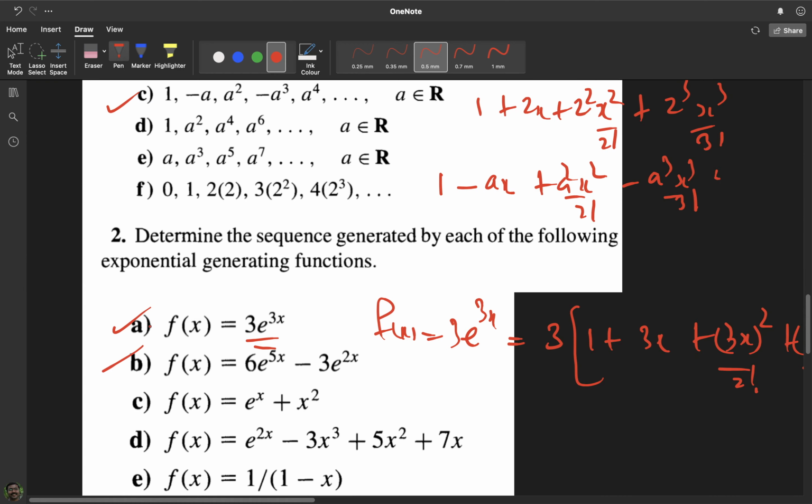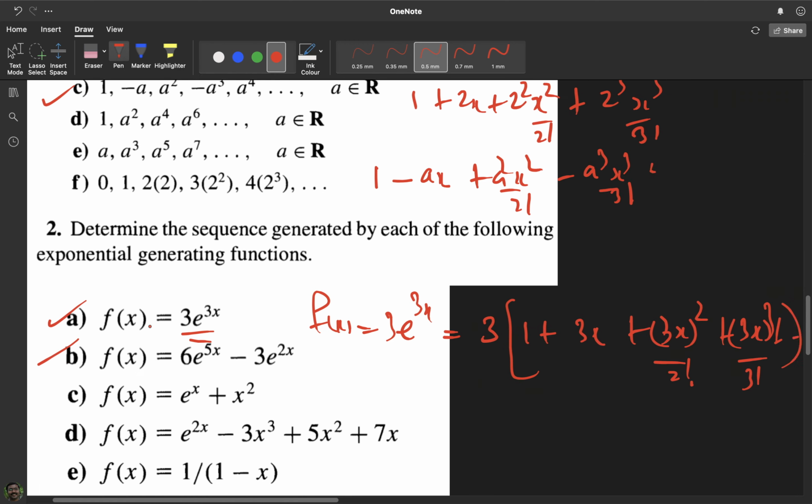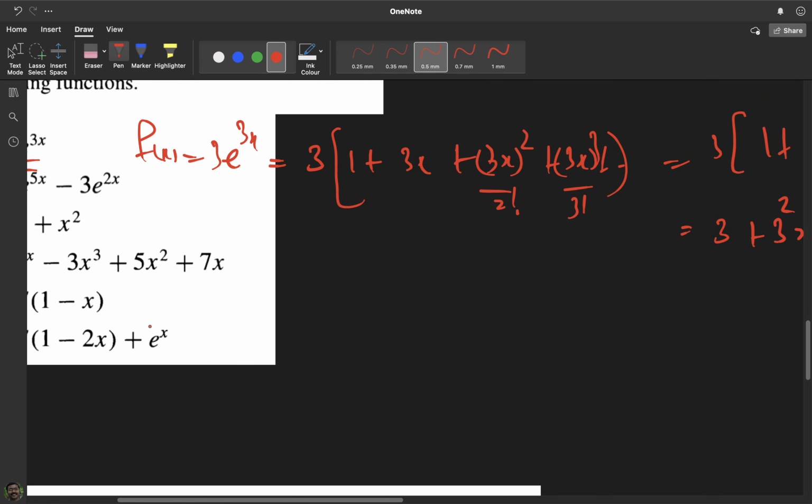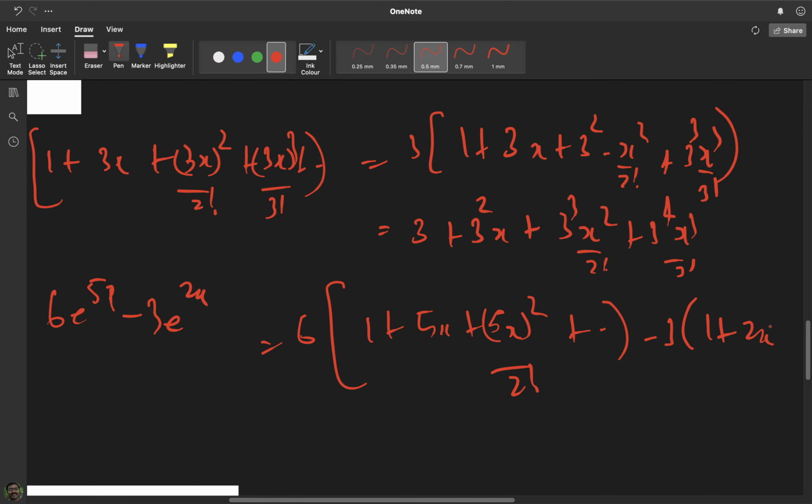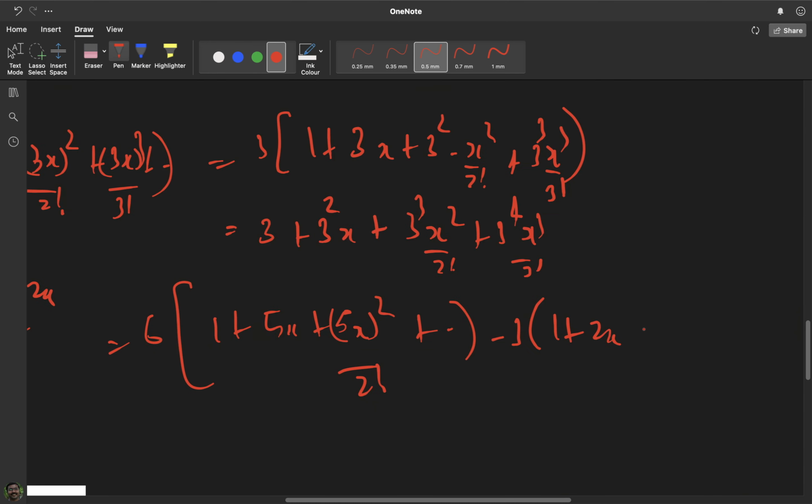Okay, now let us look at this one also. 6 e raised to 5x minus 3 e raised to 2x. Let us look at the sequence. So what is it? It will be 6 into the expansion of e raised to 5x, which is 1 plus 5x plus 5x the whole square by 2 factorial plus etc., minus 3 into 1 plus 2x plus 2x the whole square by 2 factorial plus etc.